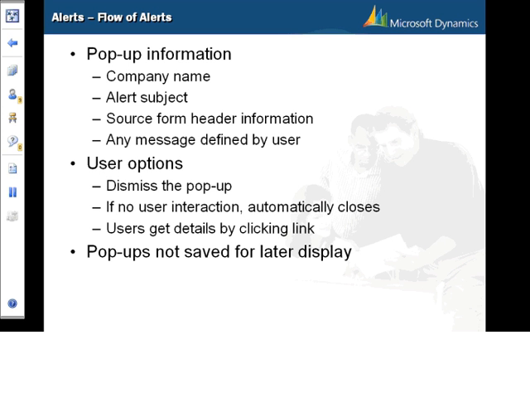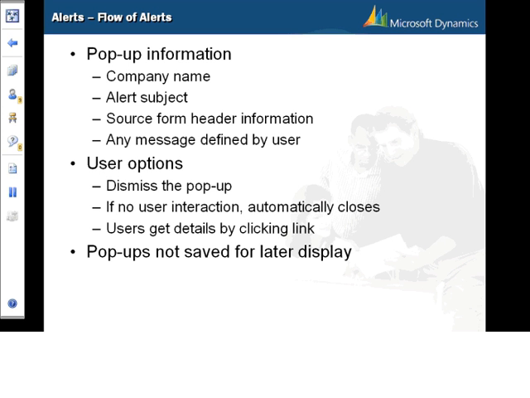The user can dismiss the pop-up if they want to. If the user does not interact with the pop-up, it automatically closes. The user can obtain details about the alerts directly from the pop-up by clicking the link in the pop-up. When the user starts Microsoft Dynamics AX, the pop-up is not displayed for alerts that were generated when the user had Microsoft Dynamics AX shut down.